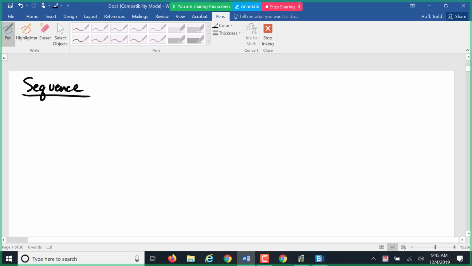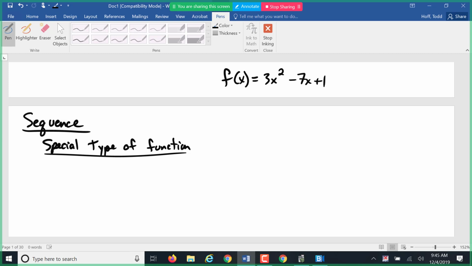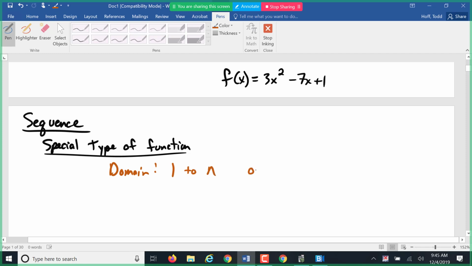A sequence is just a special type of function. We talked about functions before. Remember, it was f of x equals some expression, maybe 3x squared minus 7x plus 1 or whatever. We had those functions. Well, a sequence is a special type of function. And in a sequence, the domain is simply our whole numbers. So it goes from 1 to some value n, or in most cases, if it's an infinite sequence, it goes from 1 to positive infinity.